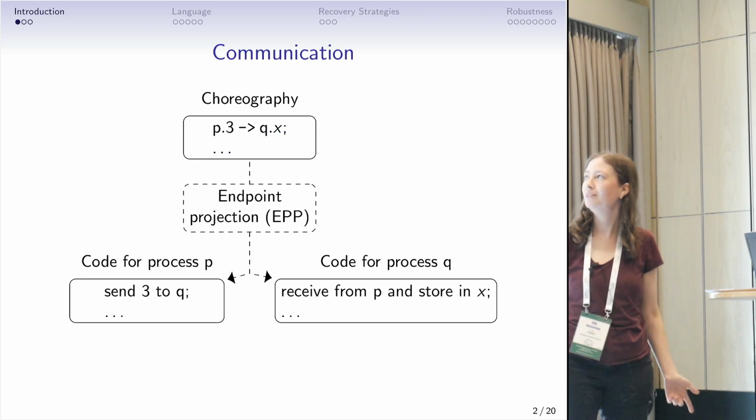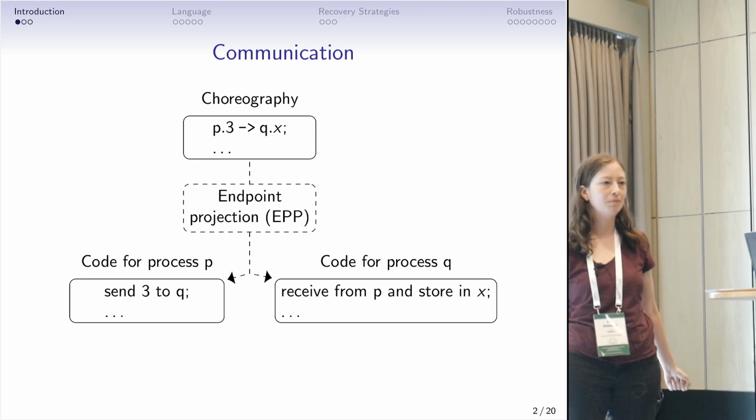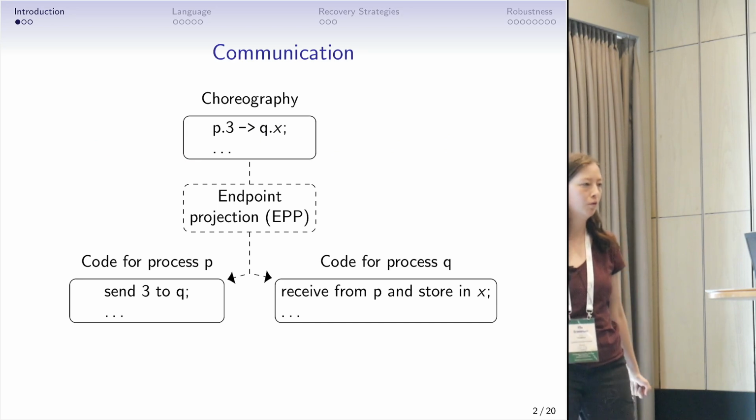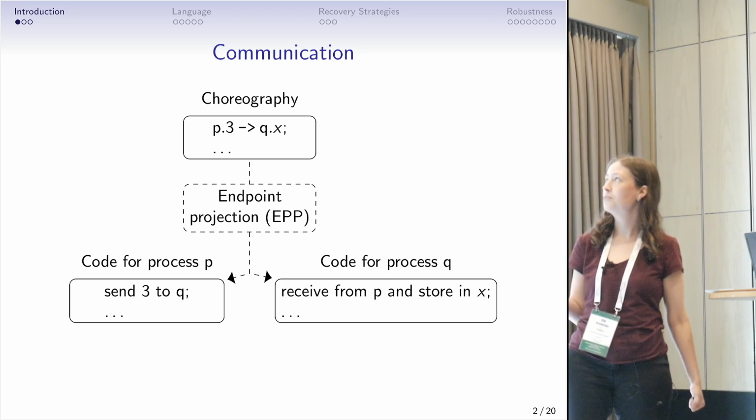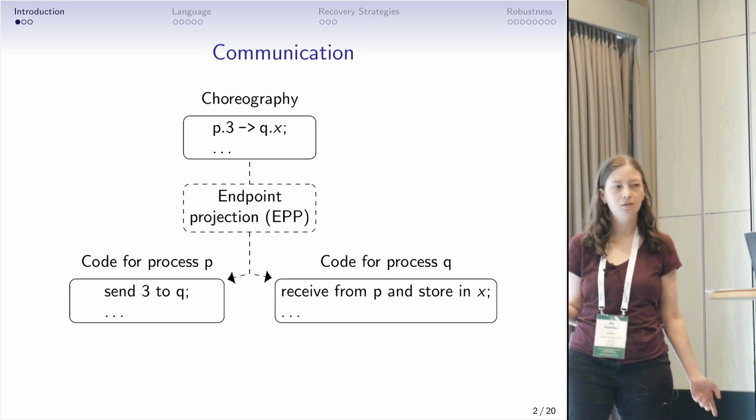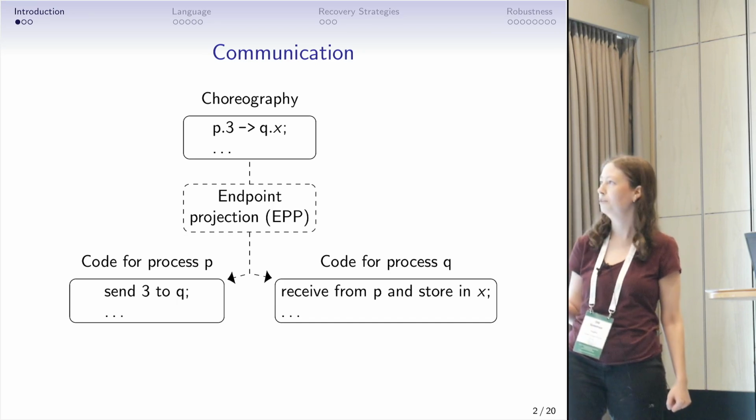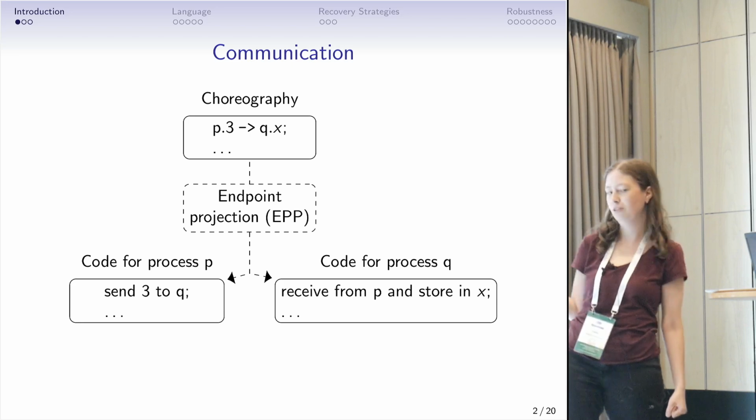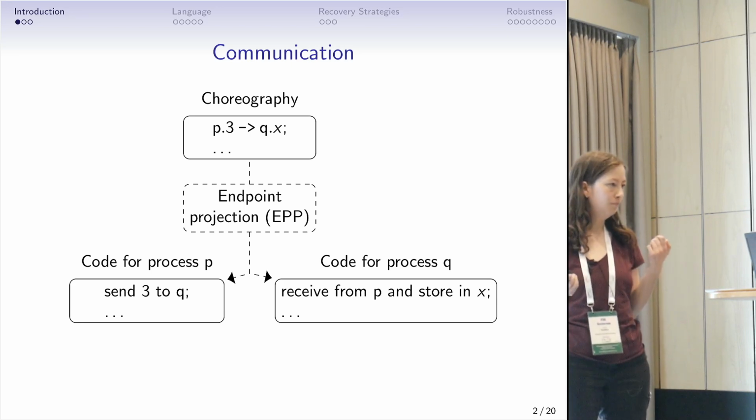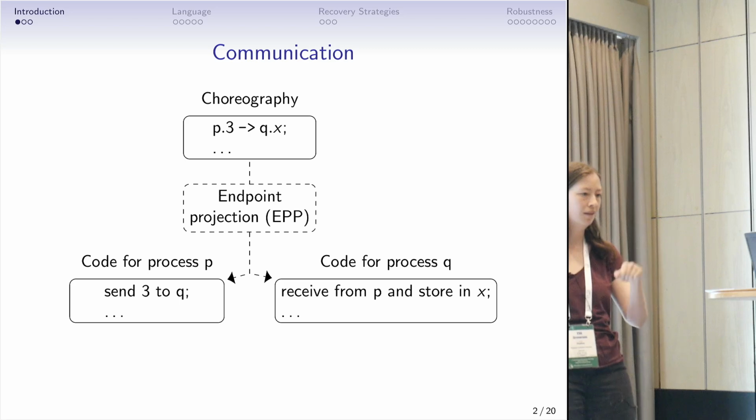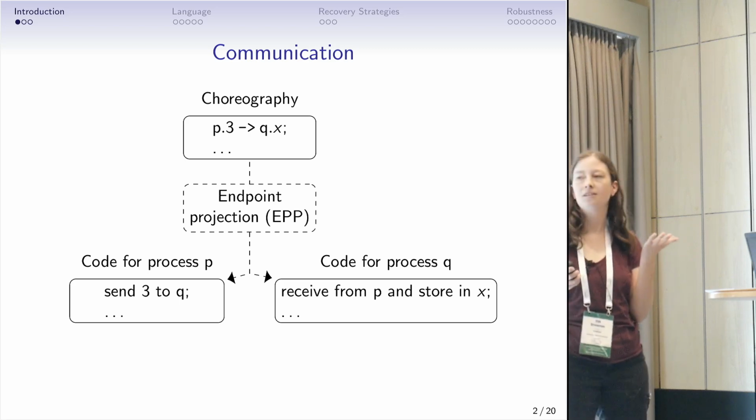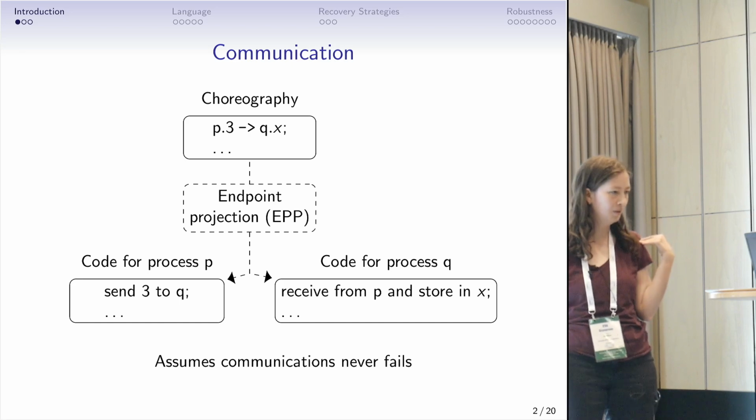You've probably seen something like this if you've looked at anything about choreographies. The way communication works in choreographies is you write something like this, which says P sends 3 to Q, and Q stores it in X. Then you project this to two different primitives at P and Q. At P it says send 3 to Q, and at Q it says receive from P and store in X. At the local level, we assume that these two synchronize, and Q then just has 3 stored in X. As it turns out, sometimes that doesn't happen in the real world.